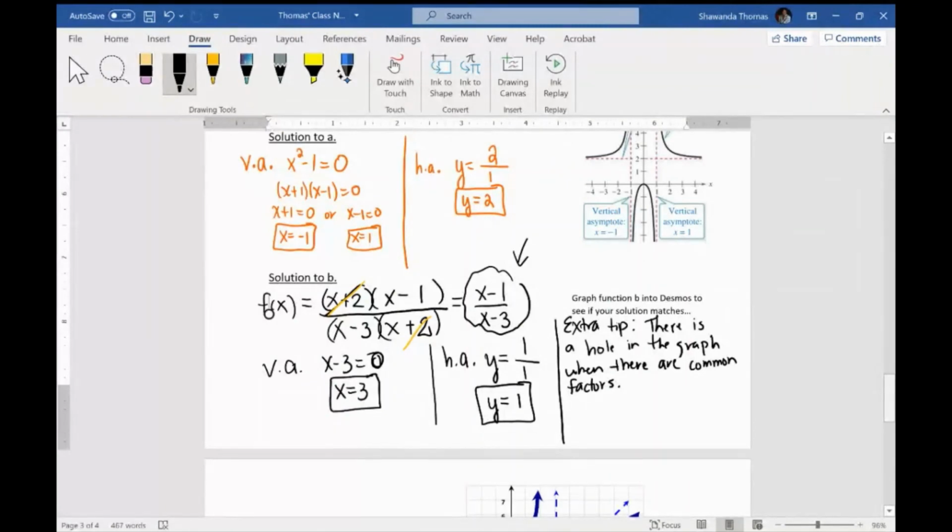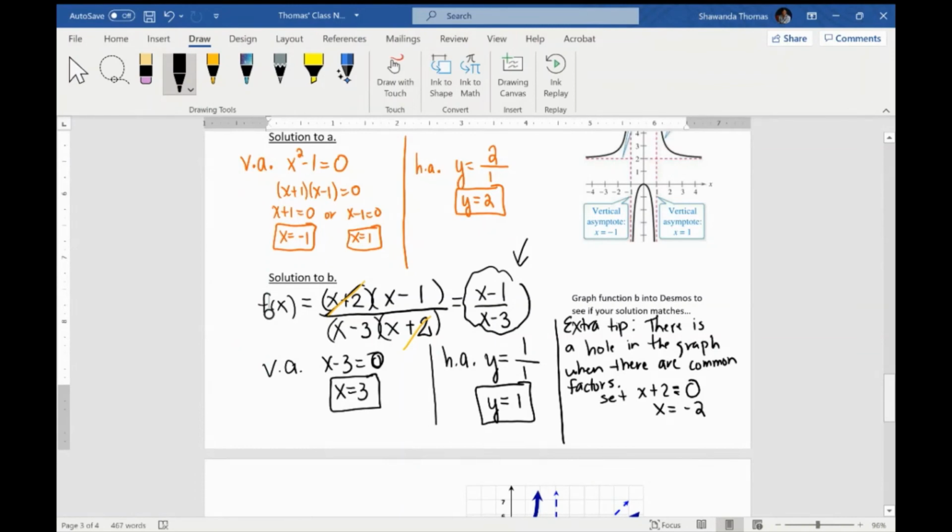Now, what was the common factor for this situation? x plus 2. Yeah, we're going to set x plus 2 equals 0. And here's how we find out where the hole is. We set x plus 2 equals 0. We get x equals negative 2.